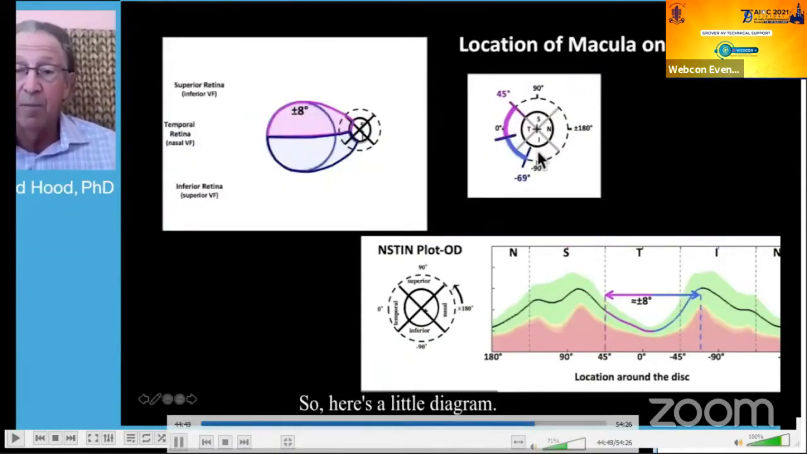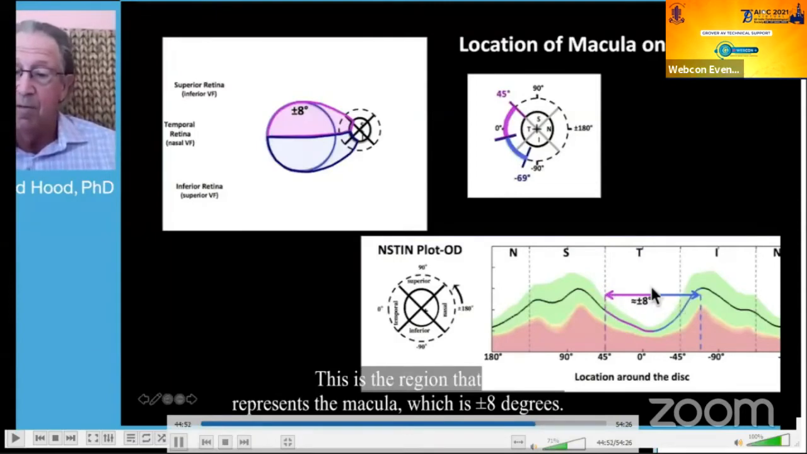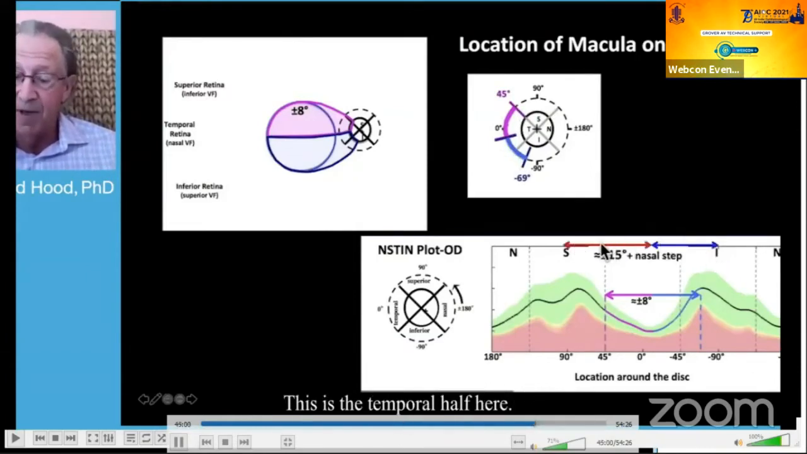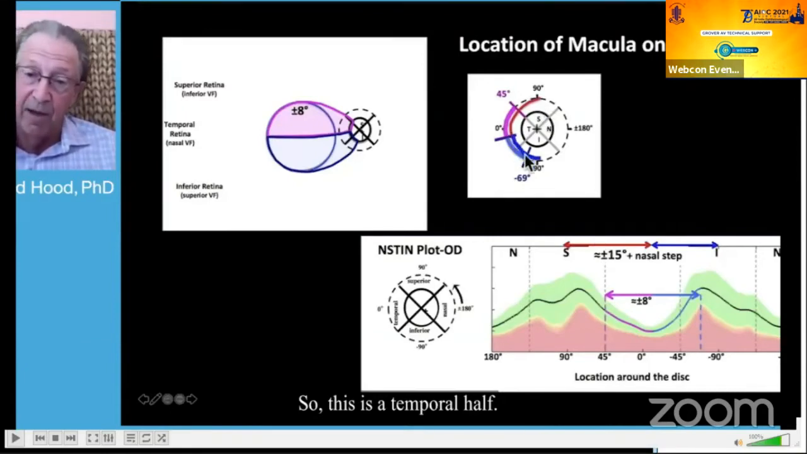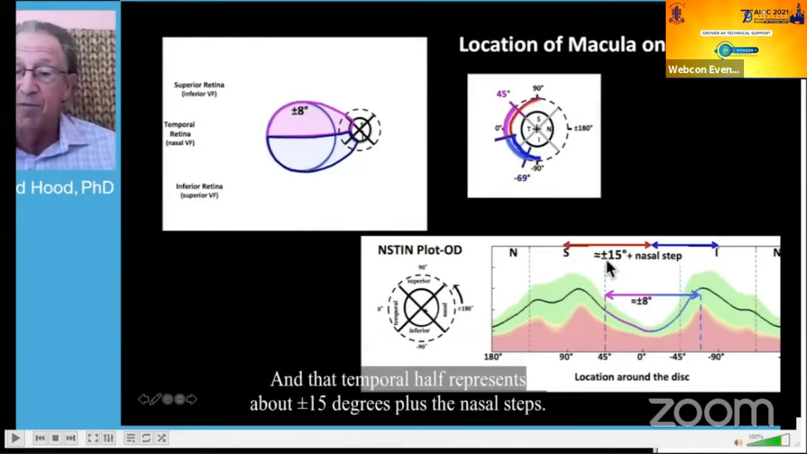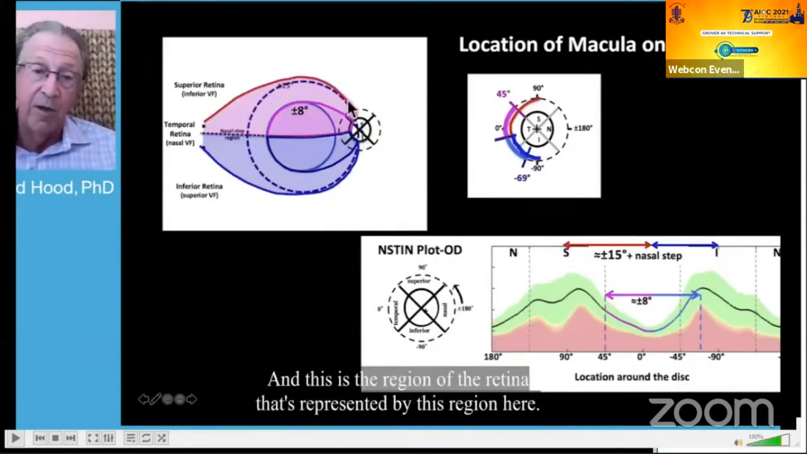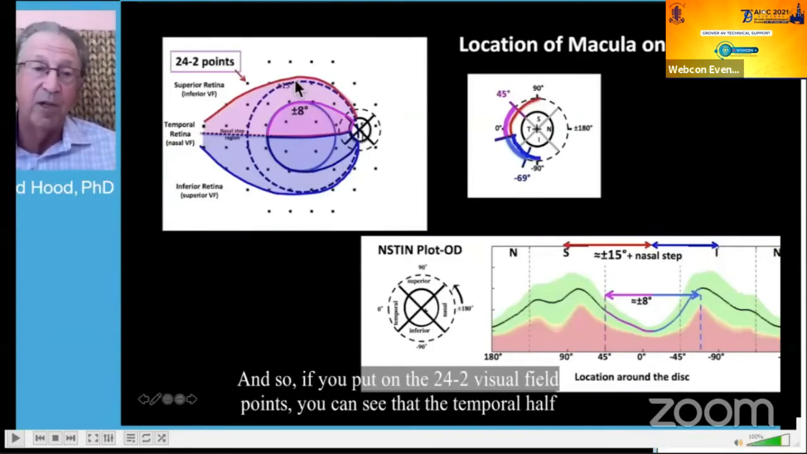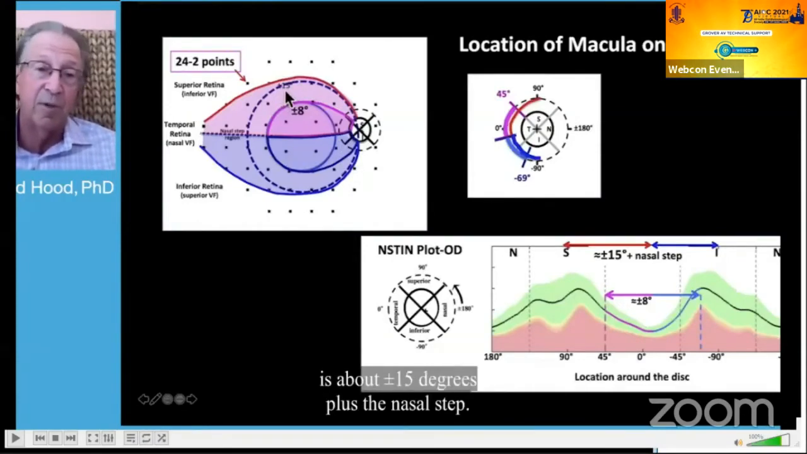So here's a little diagram. This is the region that represents the macula, which is plus or minus 8 degrees. This is the temporal half here. And that temporal half represents about plus or minus 15 degrees plus the nasal step. So let's go over here. This is the region of the retina that's represented by this region here. And if you put on the 24-2 visual field points, you can see that the temporal half is about plus or minus 15 degrees plus the nasal step.